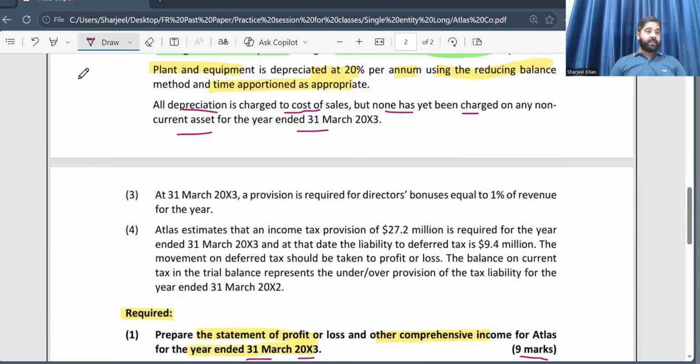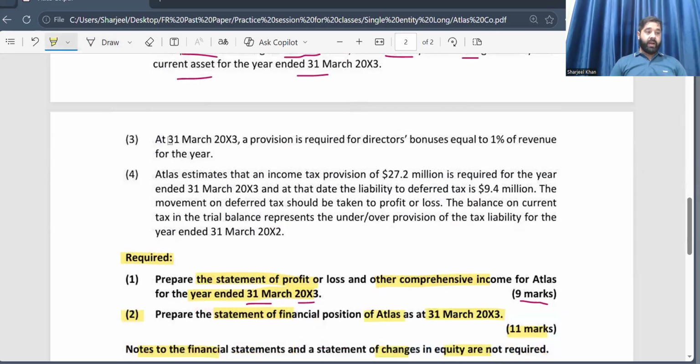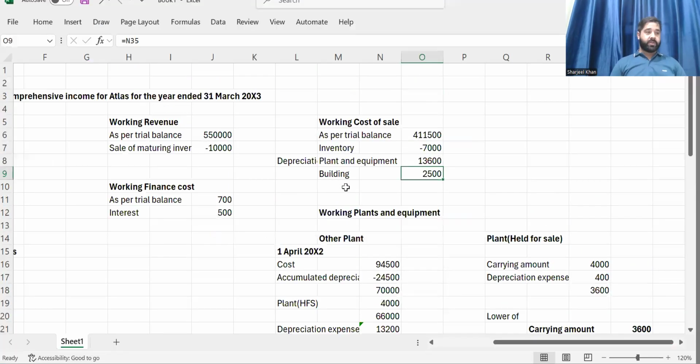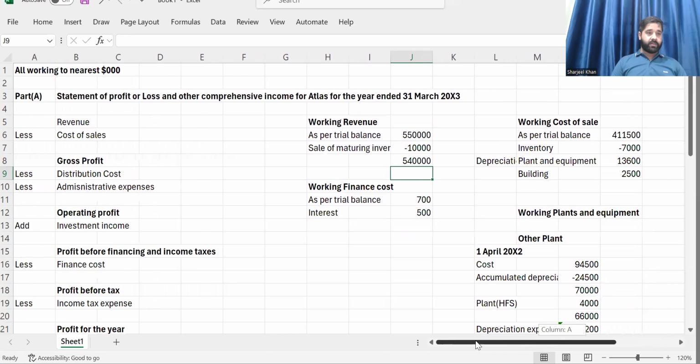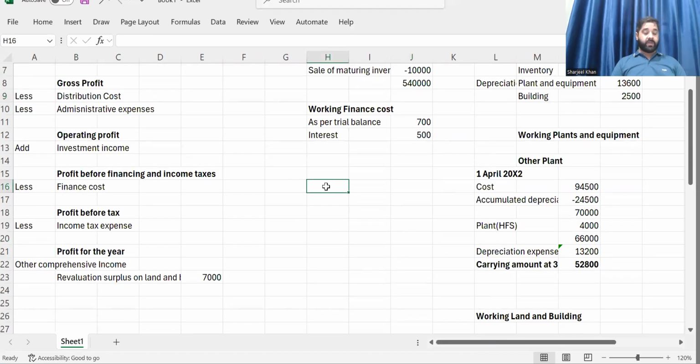Okay. The second last note. At 31st March 2023, a provision is required for director bonuses equal to 1% of the revenue for the year. So what is the total revenue? It is this, 540,000, right? So a provision is required. So provision will be charged to administrative expenses.